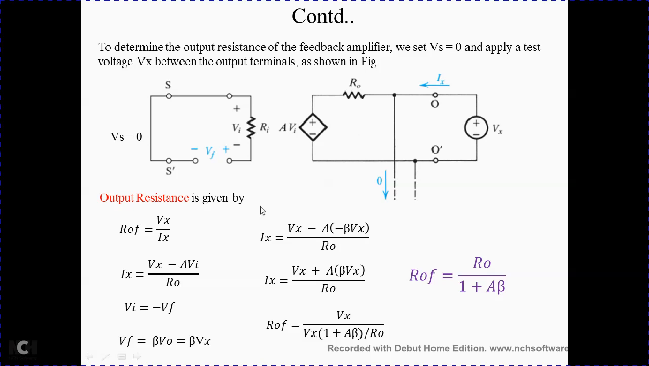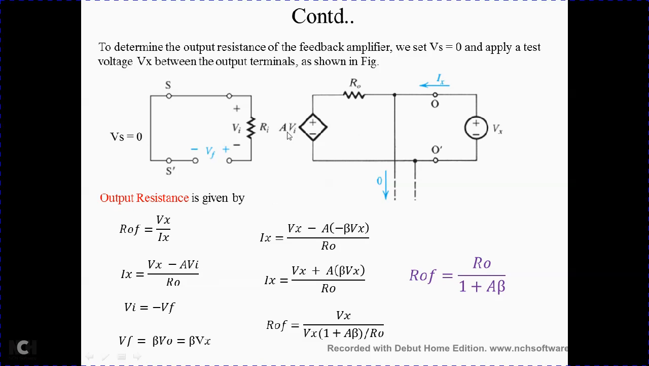So what is Ix now? Ix flows through the internal resistance R0. The sources Vx and A into Vi are connected to the extreme ends of R0. So the current flowing through it is the difference of voltage divided by the resistance. So Vx minus A into Vi divided by R0 gives you Ix.